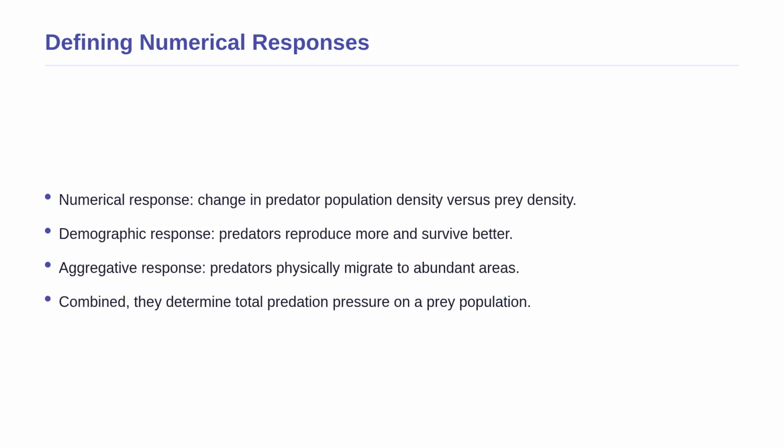While the functional response looks at the individual, we must also consider the whole population, which brings us to the numerical response. This describes the change in the predator population density in response to changes in prey density. This happens through two primary mechanisms. First is a demographic response, where predators reproduce more and survive better simply because they are well fed. Second is an aggregative response, where predators physically migrate into areas where prey is abundant. Together, the functional and numerical responses determine the total predation pressure on a prey population.